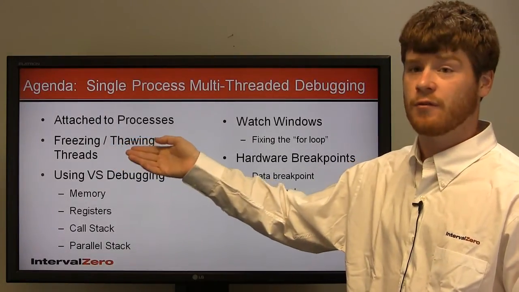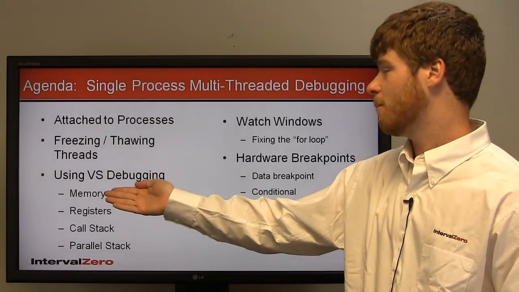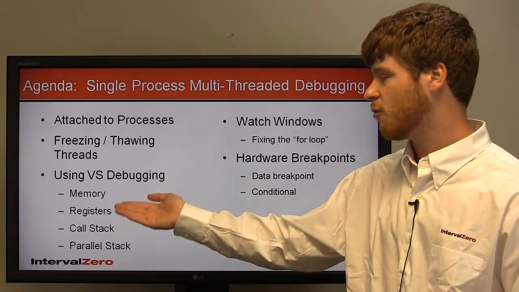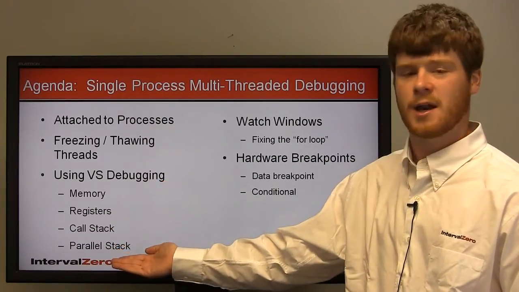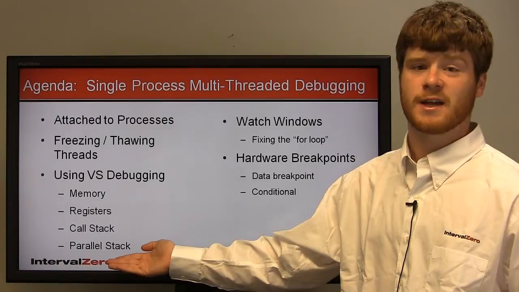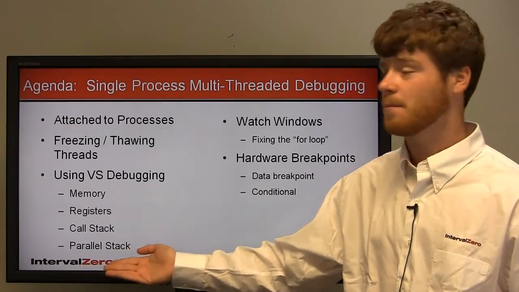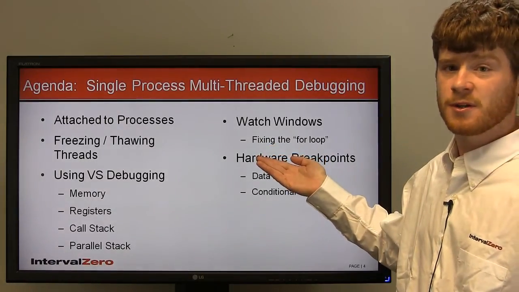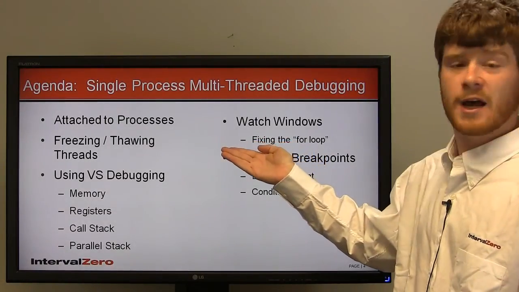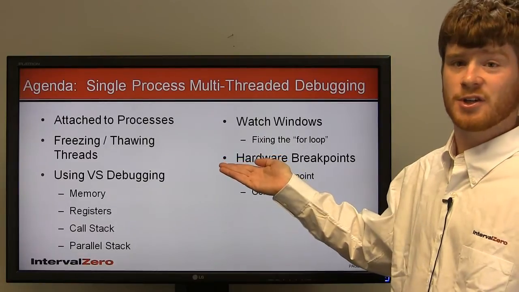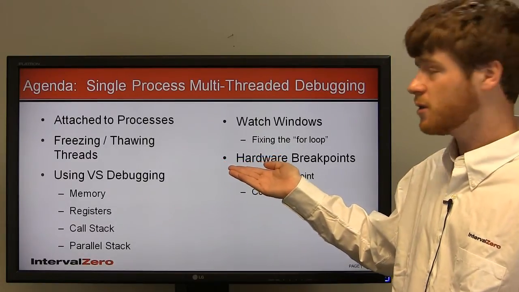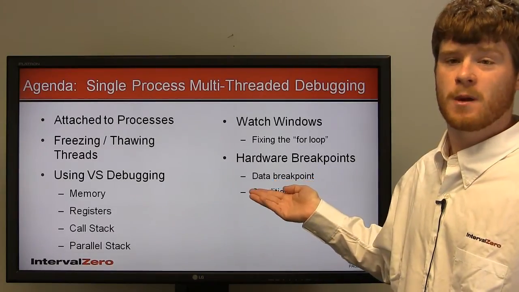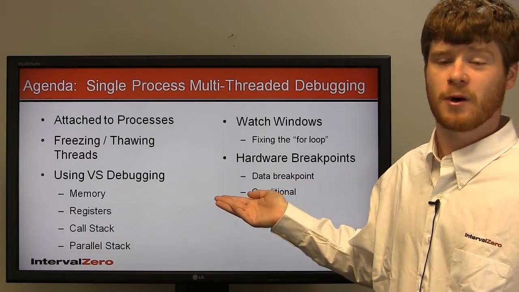I will show how you can freeze and thaw threads and many Visual Studio debugging features that are supported by RTX, including memory, registers, the call stack, and a parallel stack, which shows call stacks for multiple threads at the same time. I'll also show how you can use watch windows to fix minor bugs in programs, and I've included a bug that I show how we fix using these watch windows. Also, I will show how hardware breakpoints can be used to pause the code to notice if bugs are happening.